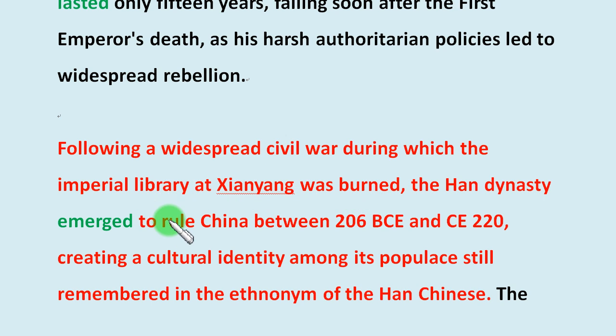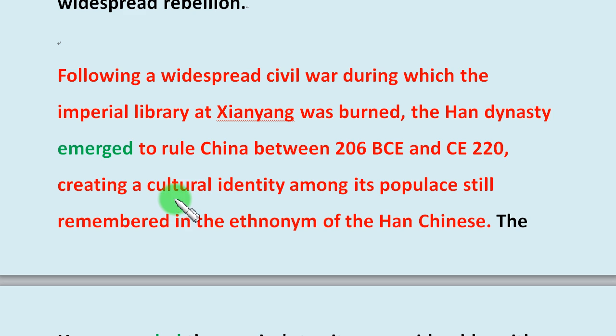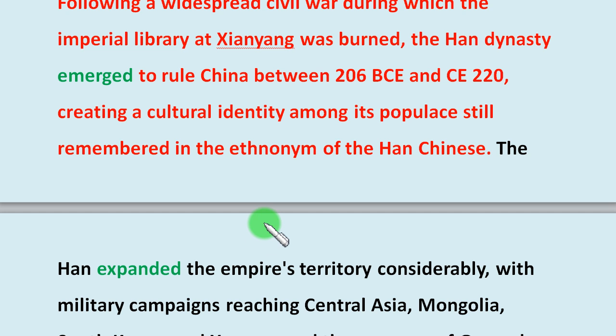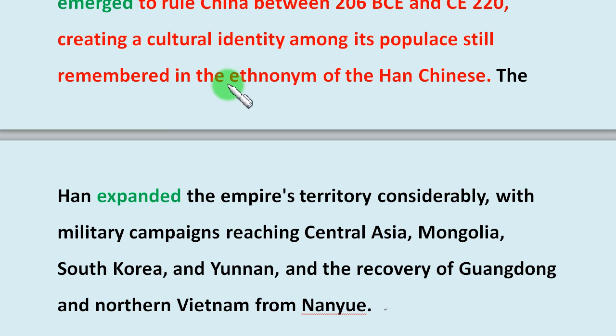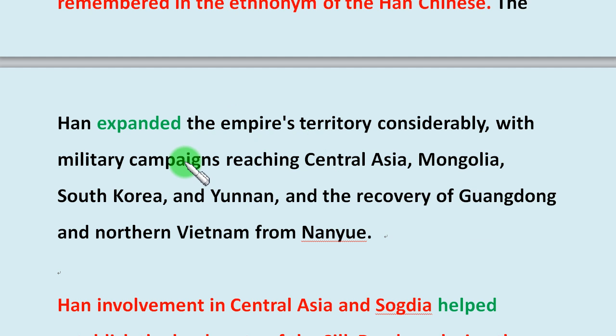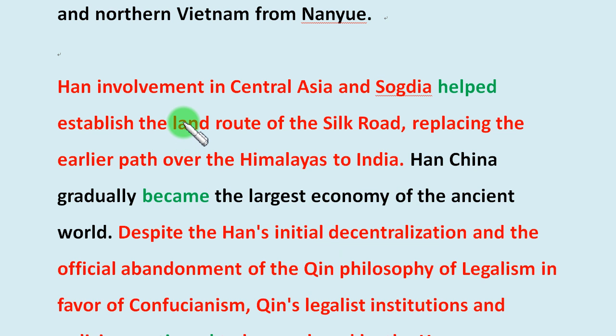The Han Dynasty emerged to rule China between 206 BCE and 220 CE, creating a cultural identity among its populace still remembered in the ethnicity of the Han Chinese. The Han expanded the empire's territory considerably, with military campaigns reaching Central Asia, Mongolia, South Korea, and Yunnan, and the recovery of Guangdong and northern Vietnam from Nanyue. Han involvement in Central Asia and Siberia established the land route of the Silk Road, replacing the earlier path over the Himalayas to India.